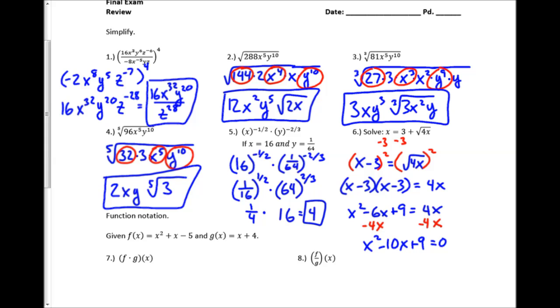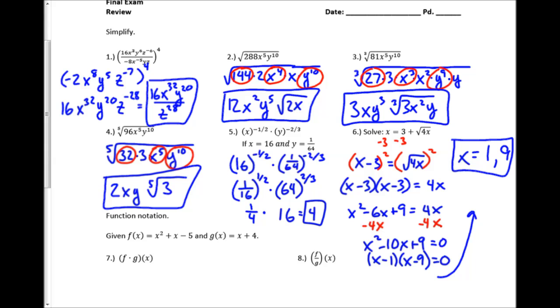And now I build a bridge. I factor this and it factors into x minus 1 and x minus 9. I set each factor equal to 0, and I find out that x equals 1, and x also equals 9. And the last thing I might want to do here is plug this back in. I've got to check for extraneous solutions, and really what I can't have here is negatives. So each of these does work. So x equals 1 and 9. All right?